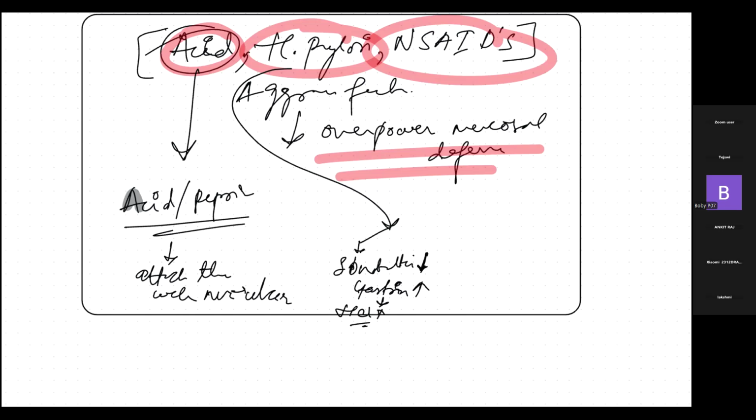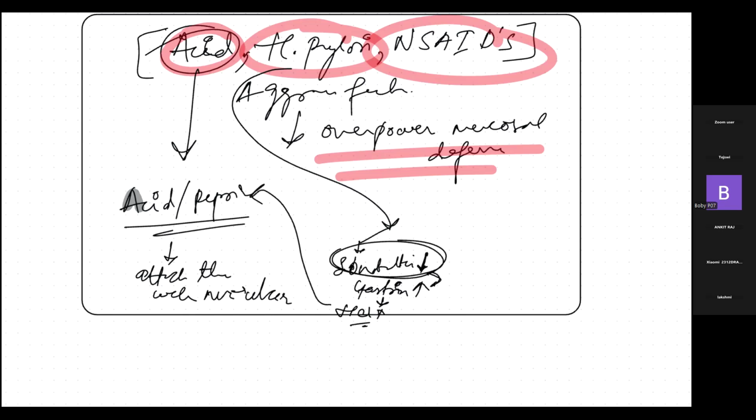So what is this H. pylori doing? It is decreasing the somatostatin, because of which the gastrin increases. Once the gastrin increases, the HCl will increase. Now the acid has increased, so once the acid has increased, what will it do? It will attack the weak mucosal layer, and then ulcers will form.